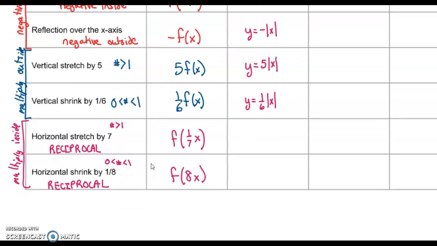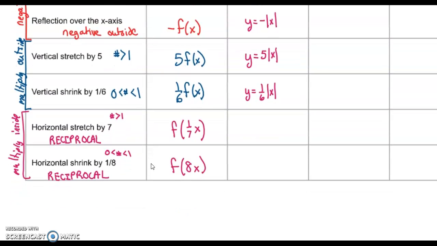Now on horizontal, remember that we use the reciprocal, and so we still use the reciprocal of 7, so we still use 1 over 7, and it's still inside the absolute value bars with the x. So horizontal is inside, vertical is outside. So horizontal shrink of 1/8, we use the reciprocal, and it goes inside the absolute value bars.